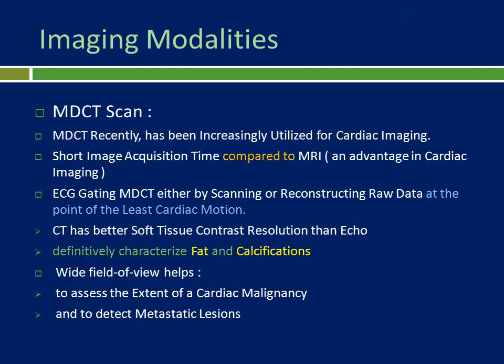CT has better soft tissue contrast resolution than echo. It can definitively characterize fat and calcifications. Wide field of view helps to assess the extent of a cardiac malignancy and to detect metastatic lesions.